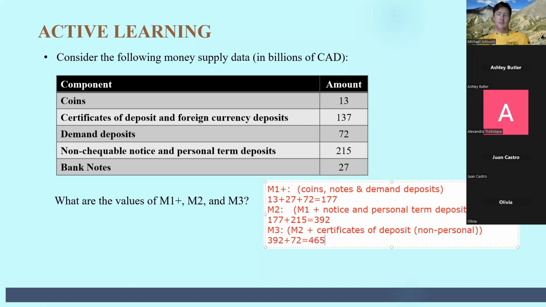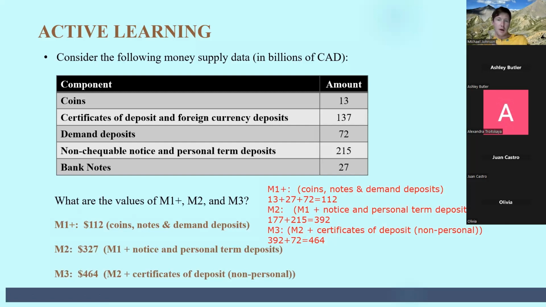Alex, you need to check your math on M1. 13 plus 27 plus 72 is not 177, it's 112. No, plus 137, I meant. 40 plus 137. No? Oh, demand deposits. Okay, I accidentally took the wrong number for it. So it will be 40 plus 72, which will be 112. Thank you, Ashley. Sorry, I accidentally took the wrong number. No problem. I just saw your number and I was like, wait a minute.